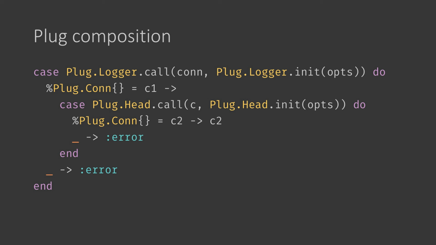So in each case, we'll take the head of that list of plugs that we've created in the previous step, and then we'll generate a case statement for it, right? And in this case statement, we're calling the plug with a connection, as well as the first C here in plug head call, but that's supposed to be a one. But you take the connection and then the init function of it, right?